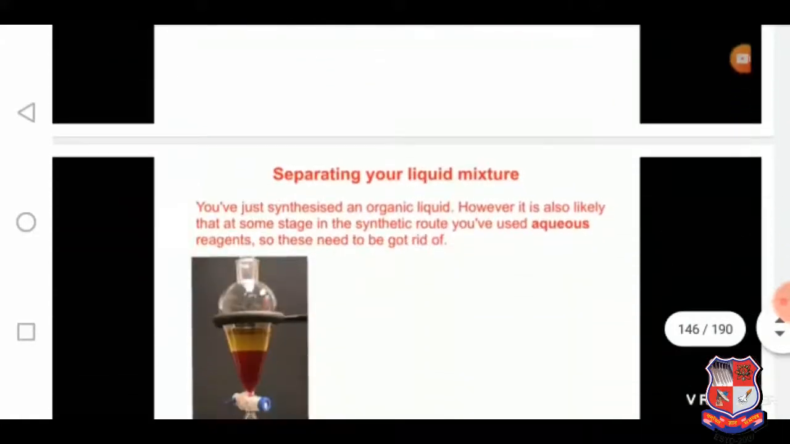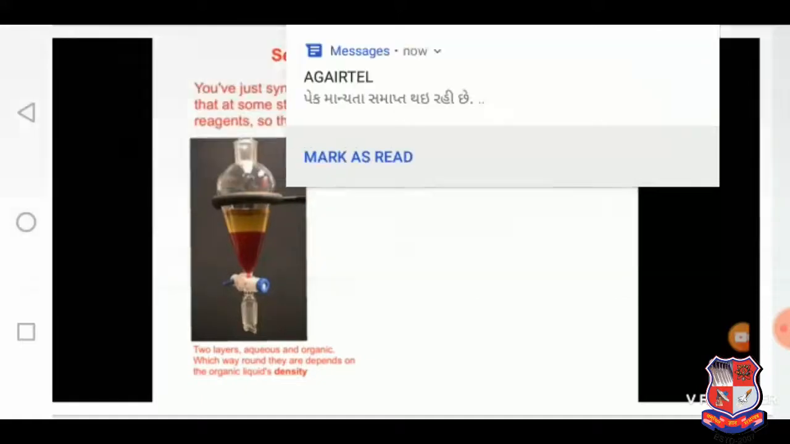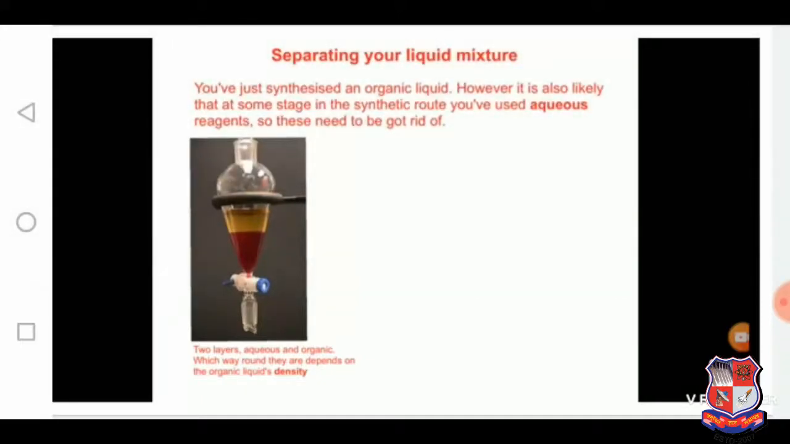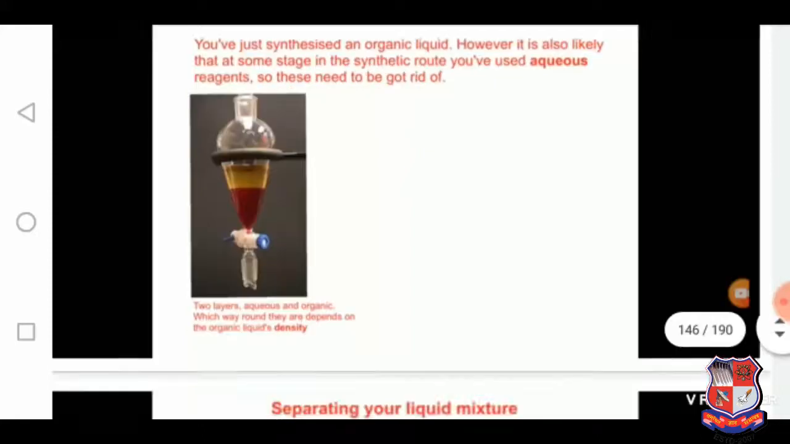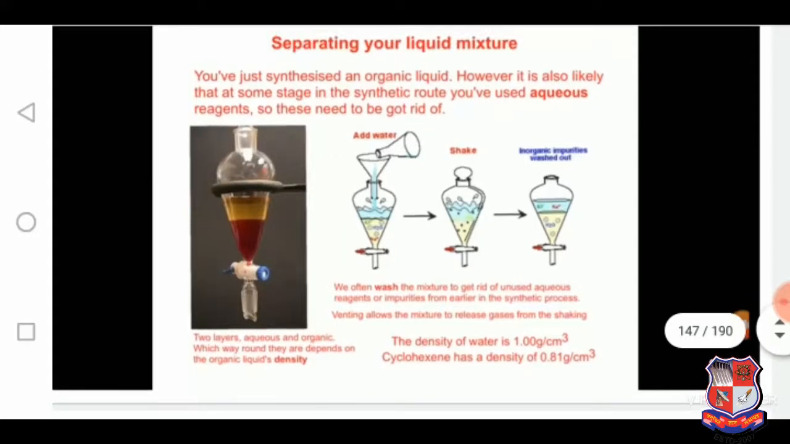Separating your liquid mixtures. In the case of liquid products, we have to separate the two layers, aqueous and organic. Which way around they are depends on the organic liquid's density. So first we have to add the water and shake it well, and inorganic impurities will be washed out because they are soluble in the water.